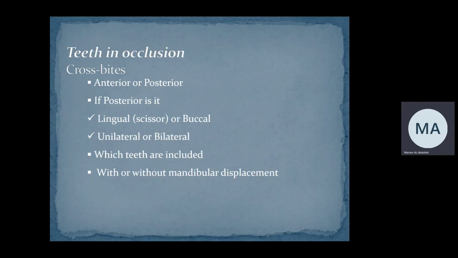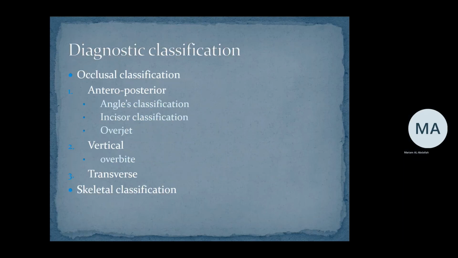Okay, any crossbite you identify during examination of the occlusion, you have to look for a mandibular displacement. You have to exclude mandibular displacement. So this is the occlusal classification.